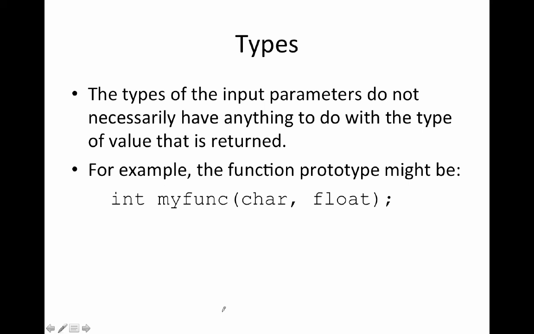So the types of the input parameters do not necessarily have anything to do with the type of the value that is returned. For example, we could have a function to which we're passing two arguments, a character and a float, and the function is somehow using them to calculate and return an integer. So again, there's no correspondence between the types of the input parameters that we're passing to the function and the type of value that the function returns.